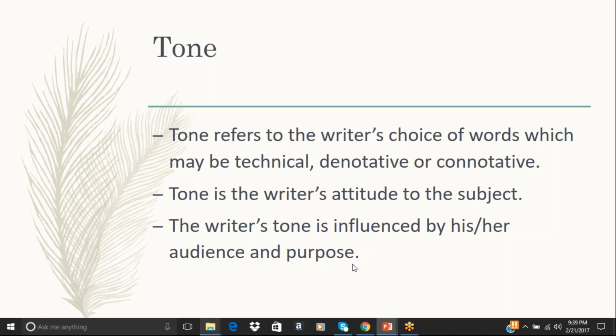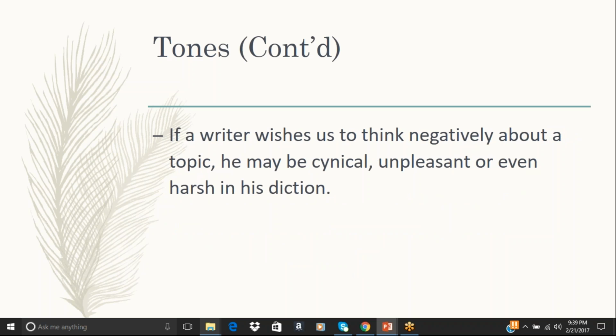Yes. The next slide, I think, should speak to this: if a writer wishes us to think negatively about a topic, he may be cynical, unpleasant, or harsh in his diction. And I think that is similar to what Batik was saying a while ago, disappointment or disgust. So read this again. If a writer wishes us to think negatively about a topic, his tone may be very cynical, unpleasant, or even harsh in his diction. So remember, there was some cynicism employed there, and cynicism is always linked to irony and a bit of sarcasm as well. He was very cynical.